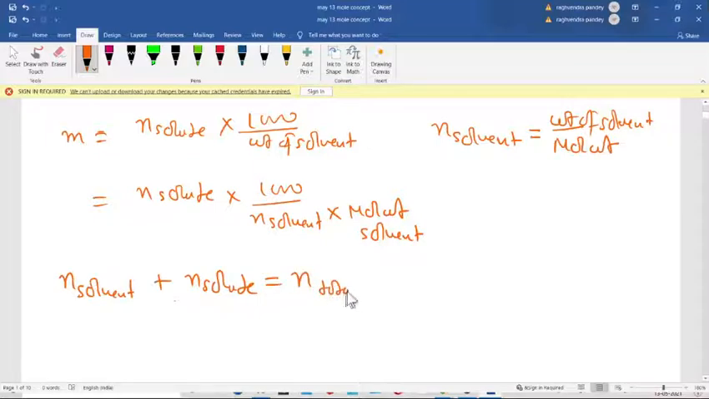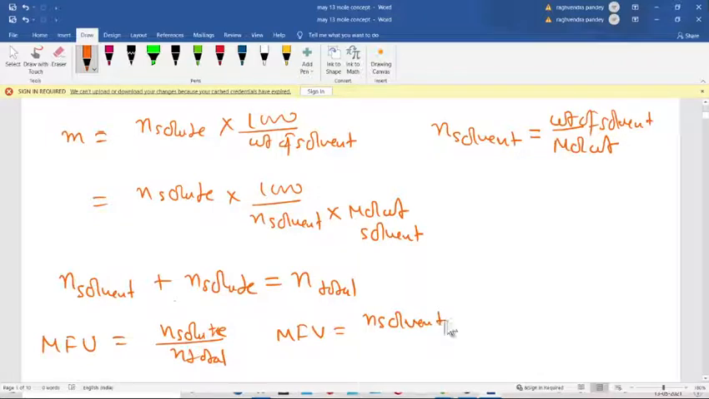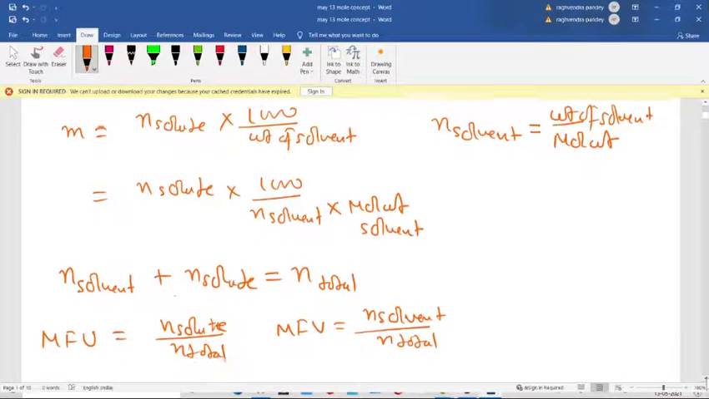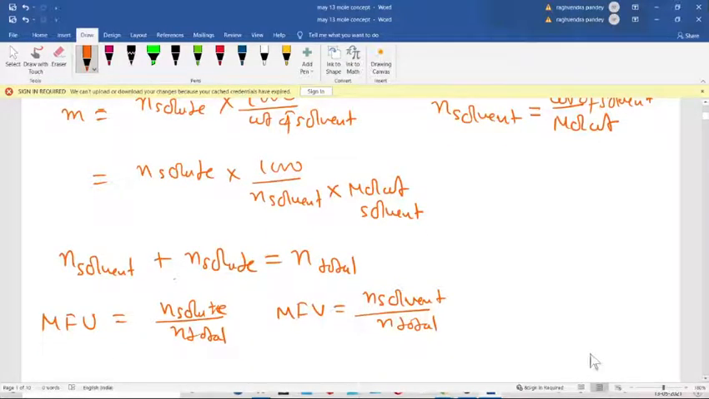So n total. Now mole fraction of solute is equal to number of moles of solute divided by n total, and mole fraction of solvent is equal to number of moles of solvent divided by n total. Okay, this. So this is the thing.